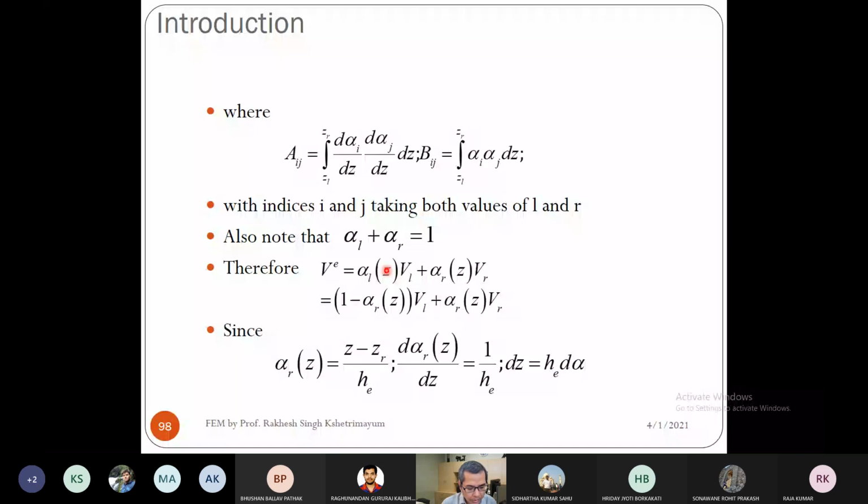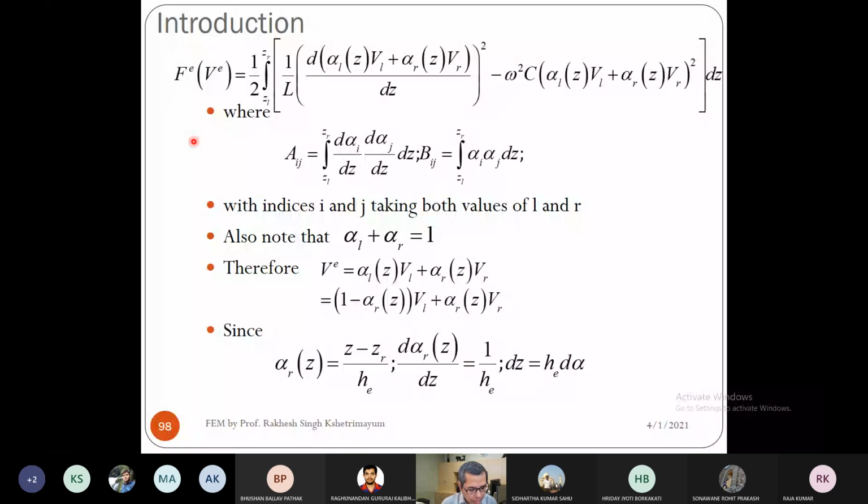The d alpha L by dz, you just replace this alpha L. If you want to find the d by dz of alpha L, just replace it with 1 minus alpha R. So in that case, it will become minus 1 by IC. So we have all the derivatives with respect to alpha L and alpha R. We can substitute it here.